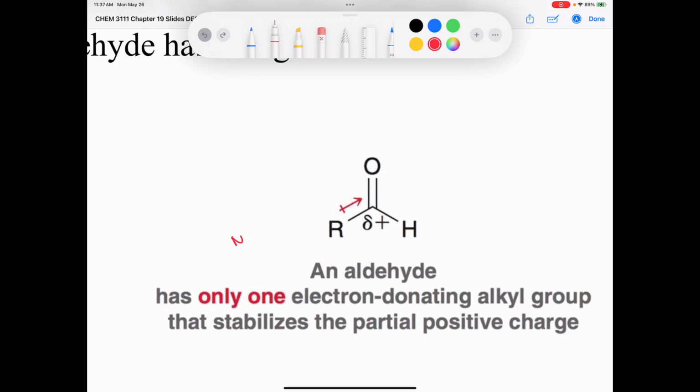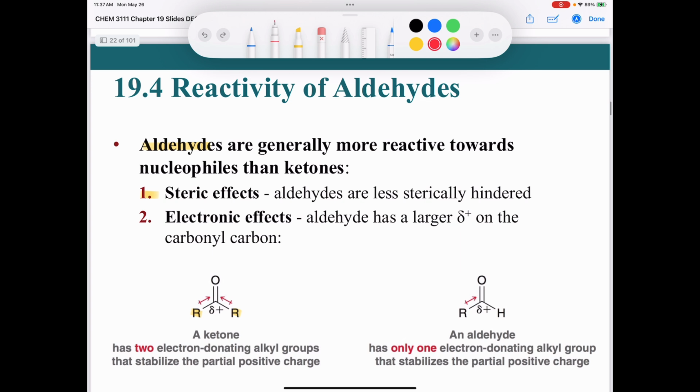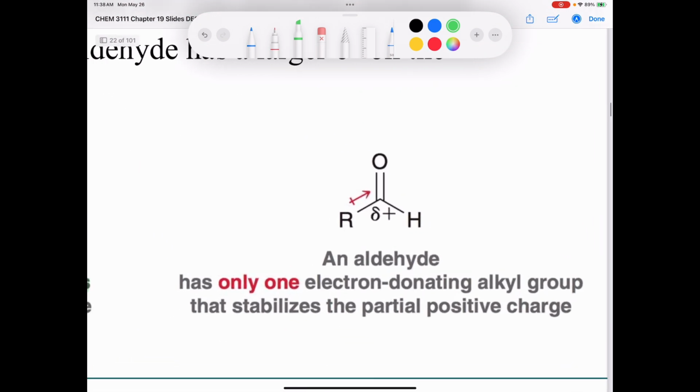So reason number one is based off of sterics, but reason number two is based off of an electronic effect. And hopefully you remember that R groups are electron donating, right? And so on a ketone, we have 2 electron donating R groups, or alkyl groups. You can see the dipoles here, and those diminish the partial positive charge, or they stabilize it, rendering this carbonyl less susceptible to nucleophilic attack. Whereas on an aldehyde, you only have 1 R group that's donating some electron density in there and stabilizing this positive charge, and therefore it's going to have a greater partial positive charge and therefore be more prone to nucleophilic attack.